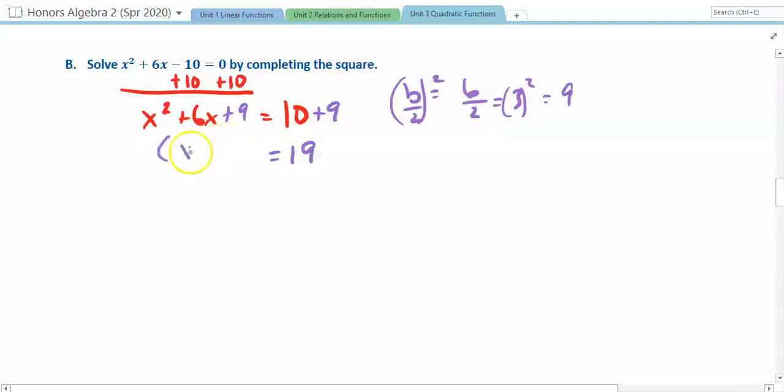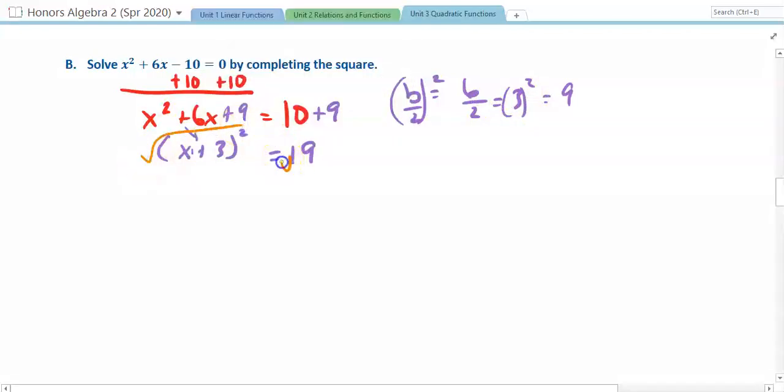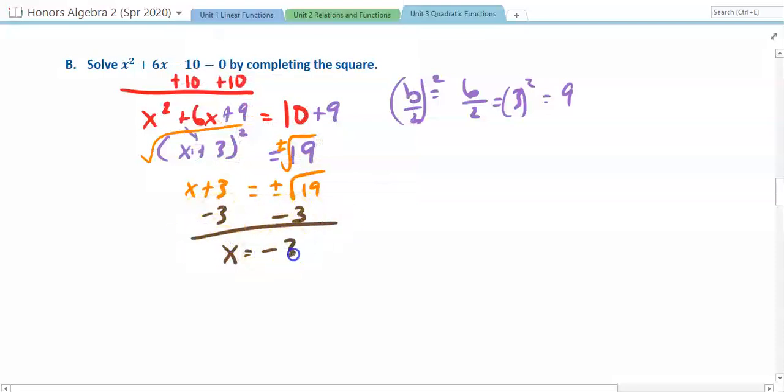The left side will factor out x plus, remember it's the square root of this number that we just put here, or it's the number before we squared it. So the 3 plus, because of this sign, right, squared. And so now I'll take the square root of both sides. Don't forget your plus or minus. So x plus 3 is equal to positive or negative square root of 19. And then we can subtract the 3 from both sides and get our x by itself. We get negative 3 plus or minus the square root of 19.